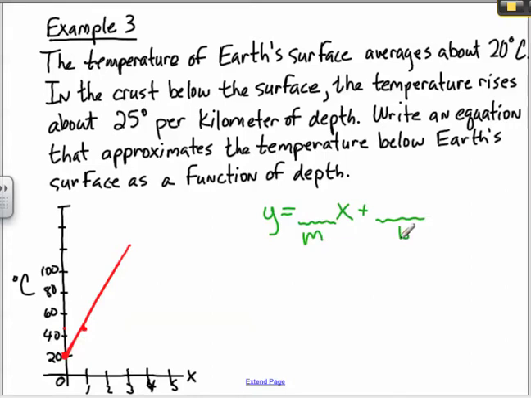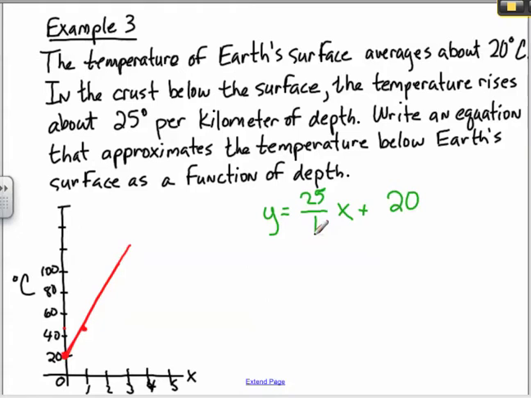Let's think about this for a moment. If I look at this graph, it's clear that the b, the y-intercept, is 20. And to get to the next point, I had to go up 25 and over 1. I'm going to erase this at the bottom because that can be a little confusing. Looks like a T or something that we're looking at, right? 25 over 1, x plus 20. That's an equation that would give us the temperature.